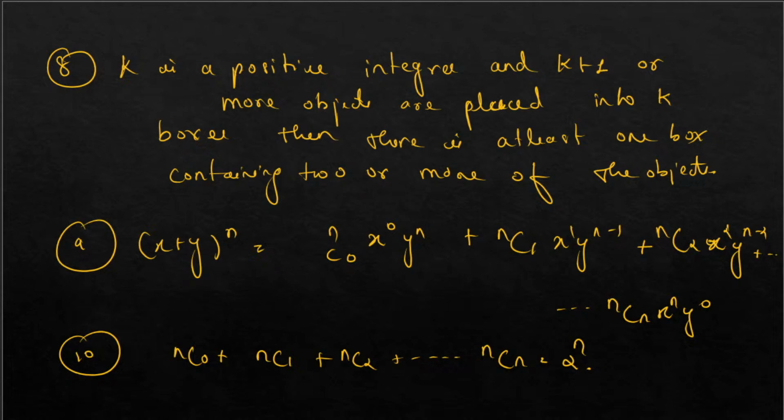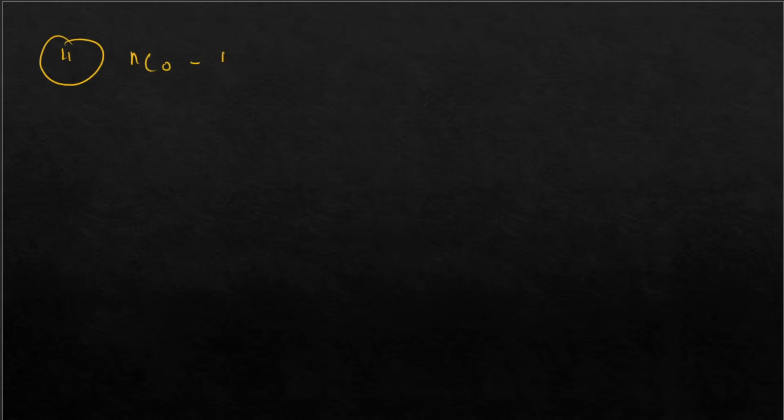Okay, so let's see the next one now. The 11th one: nC0 minus nC1 plus nC2 minus and so on, plus or minus nCn equals 0. Okay, everyone. Any doubt in this?